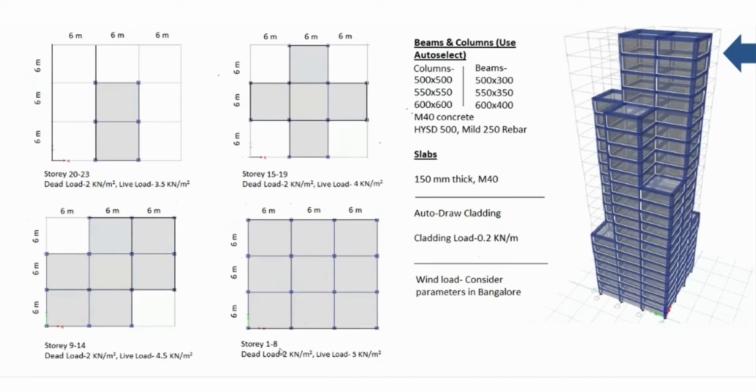Here for stories 1 to 8 it is 5 kN per meter square. From stories 9 to 14 it is 4.5 kN per meter square, and stories 15 to 19 it is given as 4 kN per meter square, and for stories 20 to 23 it is given as 3.5 kN per meter square. Let me show you my design model.